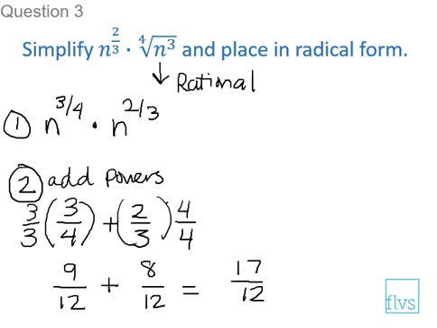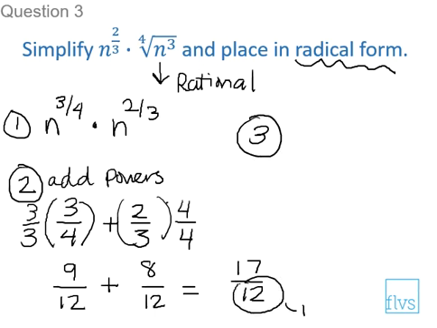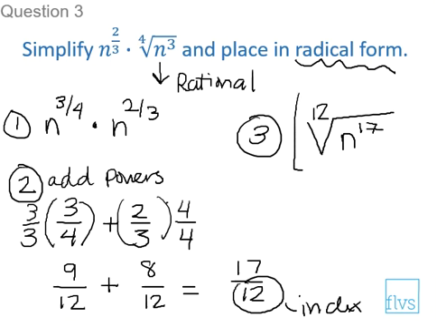Now, if we can reduce, we need to reduce. However, we cannot with this because 17 is a prime number. So we're going to put this back into radical form. Remember, our denominator is our index. So that's 12. We had the variable n, and so our power would be 17. And that is your final answer.